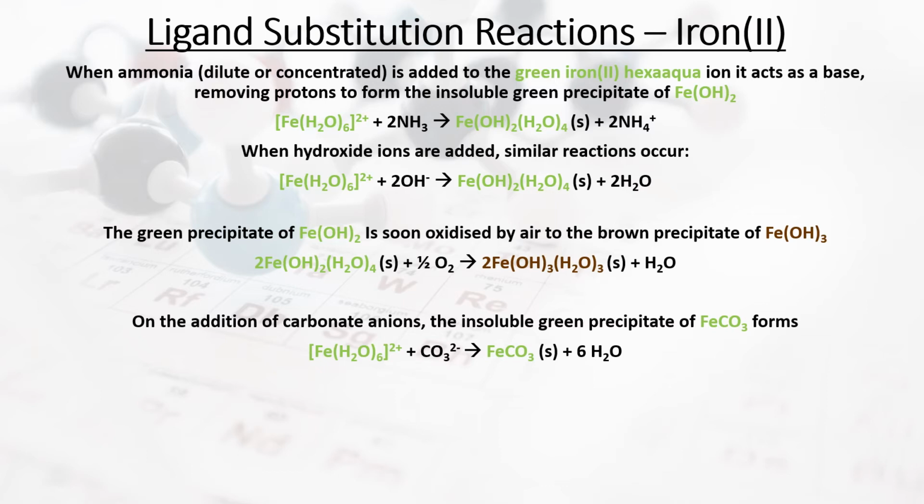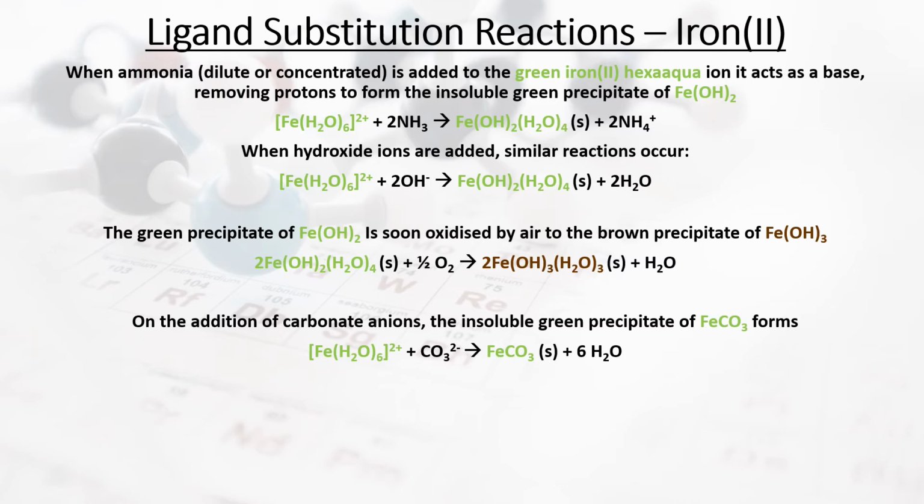Now when hydroxide ions are added, similar reactions occur, because again the hydroxide acts as a base, and we get essentially exactly the same reaction happening, just that we're using hydroxide anions and therefore forming water. But the same ion species exist. The pale green hexaaqua ion becoming this slightly darker green precipitate.